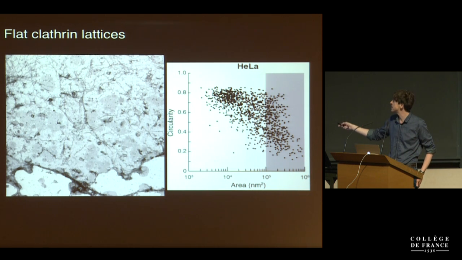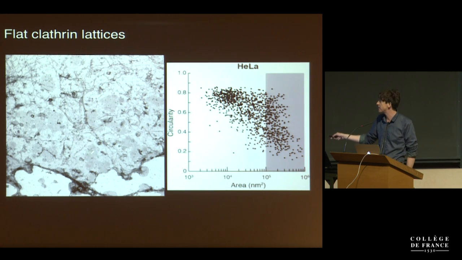You may notice there's this discrete population here of very round, relatively small structures. These represent the classical clathrin-coated pits and vesicles. But you also have this spectrum of increasingly large, increasingly regular structures that represent these pleomorphic lattices.